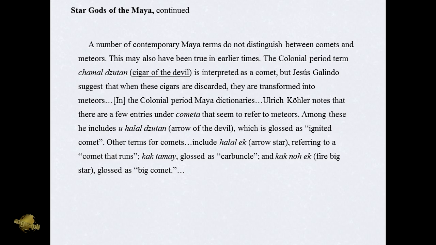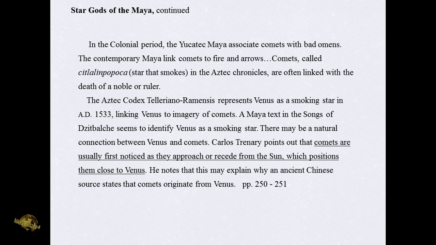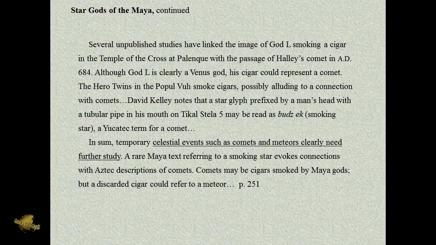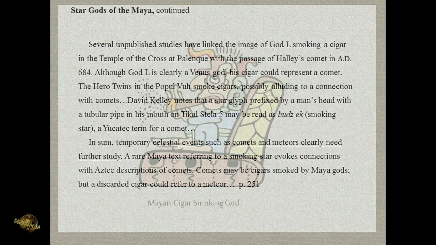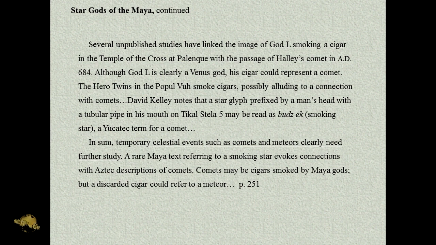Some of the other terms for comets are aerostar, etc. Let us go on. Several unpublished studies have linked the image of God L smoking a cigar, that's this guy, in the Temple of the Cross at Palenque with the passage of Halley's Comet in AD 684. A Venus god, his cigar could represent a comet.